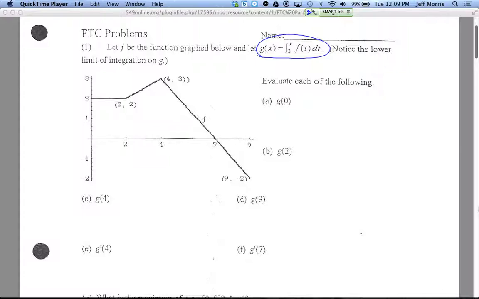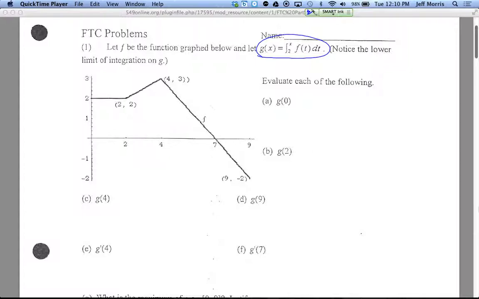So to figure out what g is, I don't even know what the graph of g looks like. The graph of g might be a parabola. Tomorrow we're actually going to get into that. It might be a cubic curve. It might be a sine graph. It's probably piecewise, but it's probably something a little bit different. And what is g the graph of? It's a graph of all the areas accumulated by the area under the curve of f.